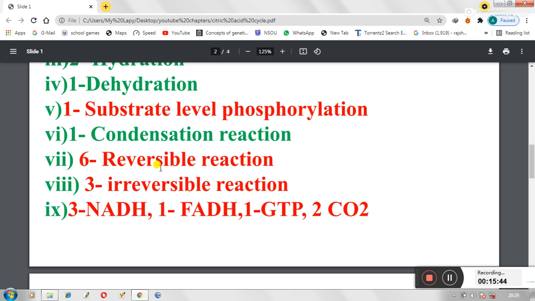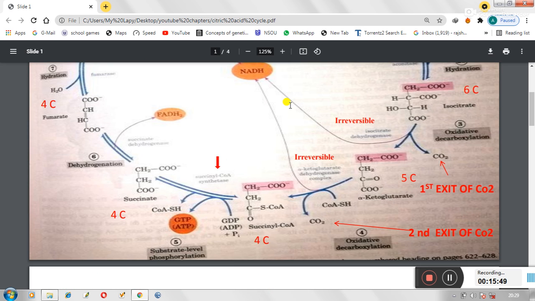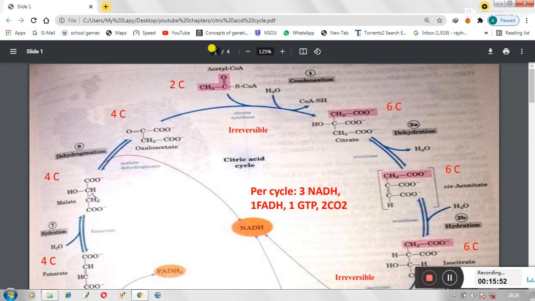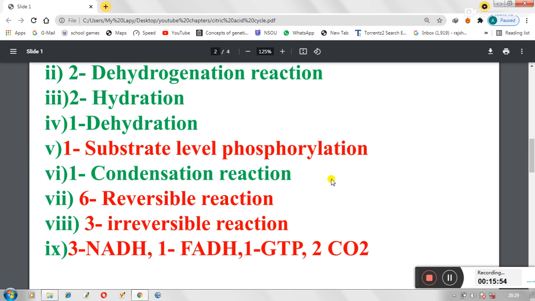And another one is the condensation reaction. The first step is a condensation reaction, where oxaloacetate and acetyl coenzyme A are fused together. 6 reversible reactions and 3 irreversible reactions are involved. The 3 irreversible reactions are the condensation reaction and the 2 oxidative decarboxylation reactions: isocitrate to alpha ketoglutarate, and alpha ketoglutarate to succinyl coenzyme A. So after a complete cycle, 3 NADH, 1 FADH2, 1 GTP and 2 carbon dioxide are produced.